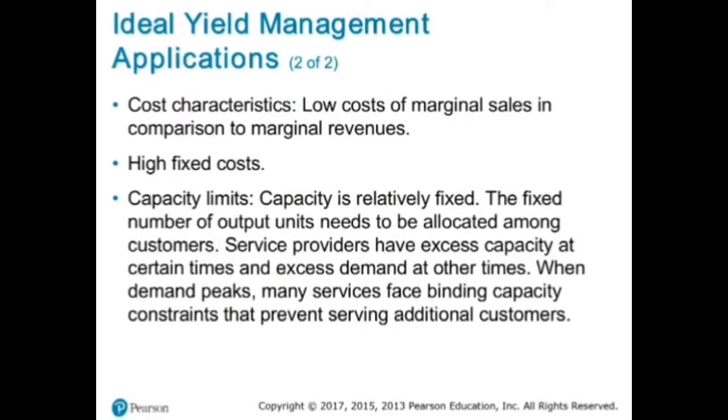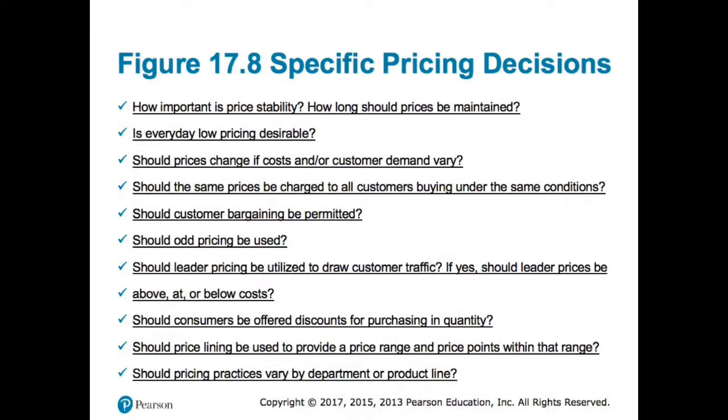The fixed number of output units needs to be allocated among customers. Service providers have excess capacity at certain times and excess demand at other times. When demand peaks, many services face binding capacity constraints that prevent serving additional customers.